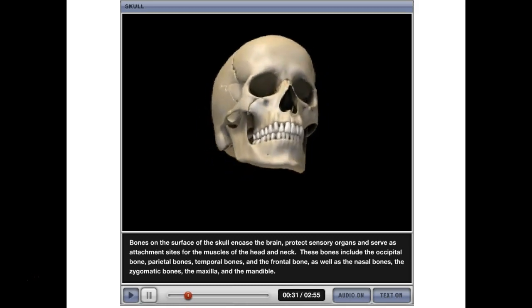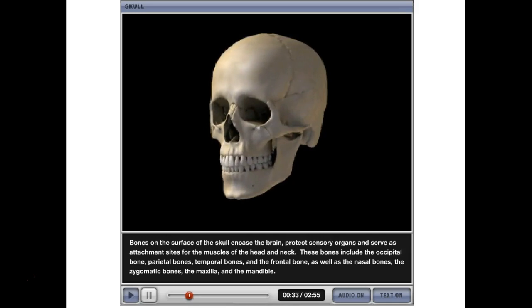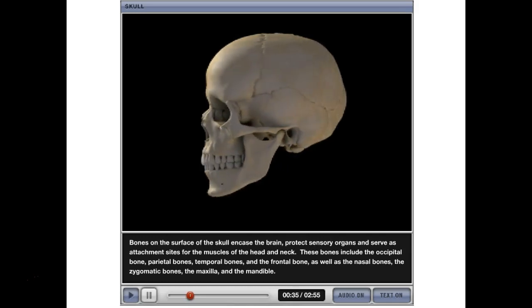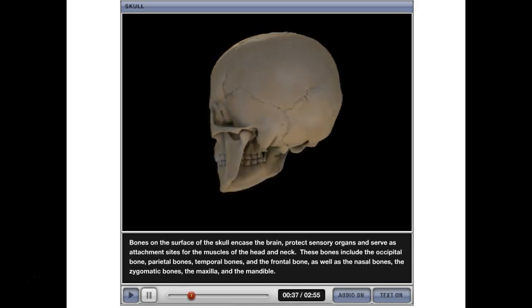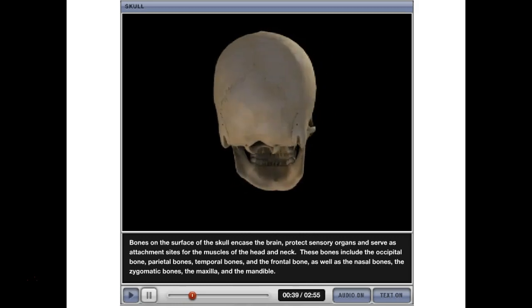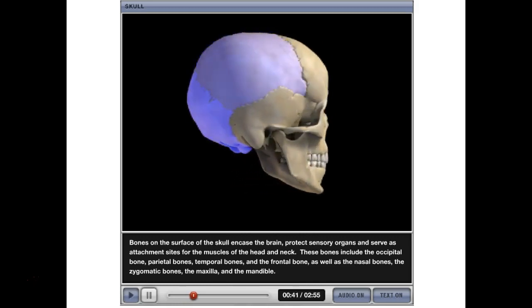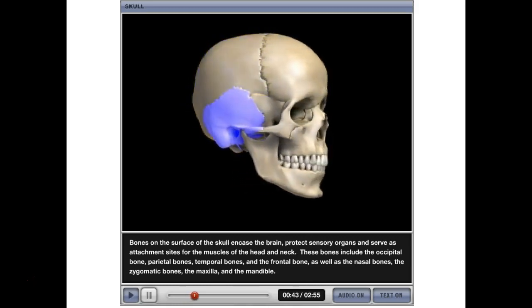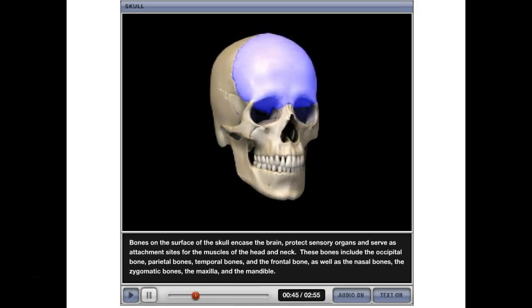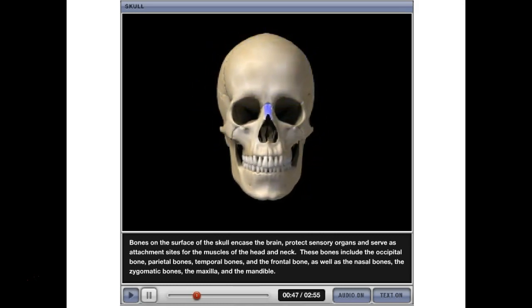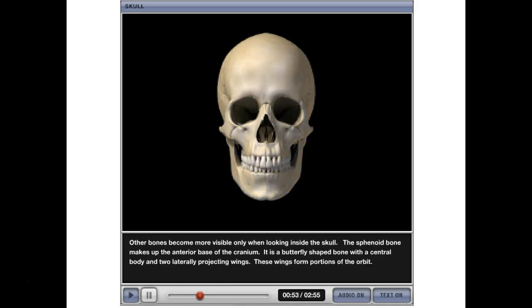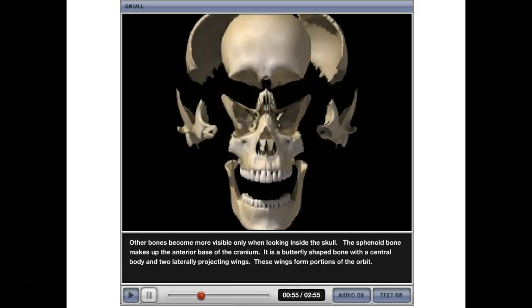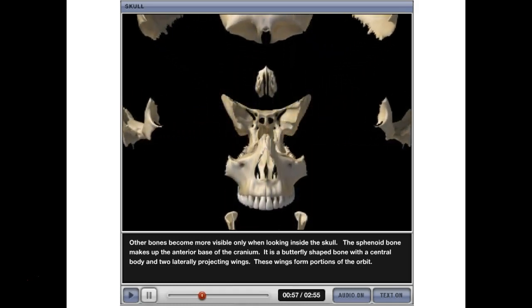Bones on the surface of the skull encase the brain, protect sensory organs, and serve as attachment sites for the muscles of the head and neck. These bones include the occipital bone, parietal bones, temporal bones, and the frontal bone, as well as the nasal bones, the zygomatic bones, the maxilla, and the mandible. Other bones become more visible only when looking inside the skull.